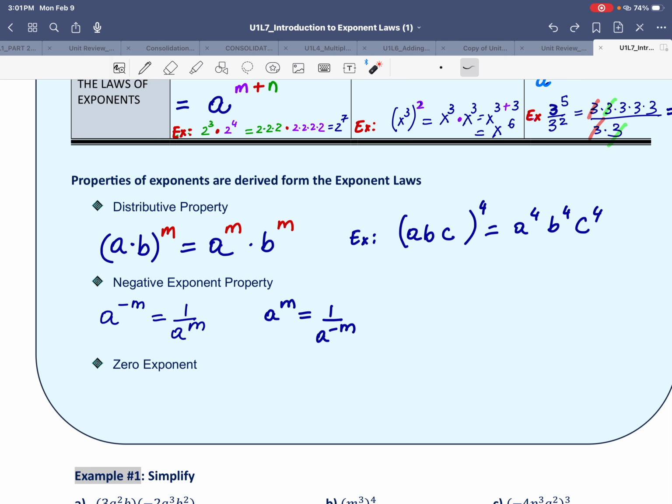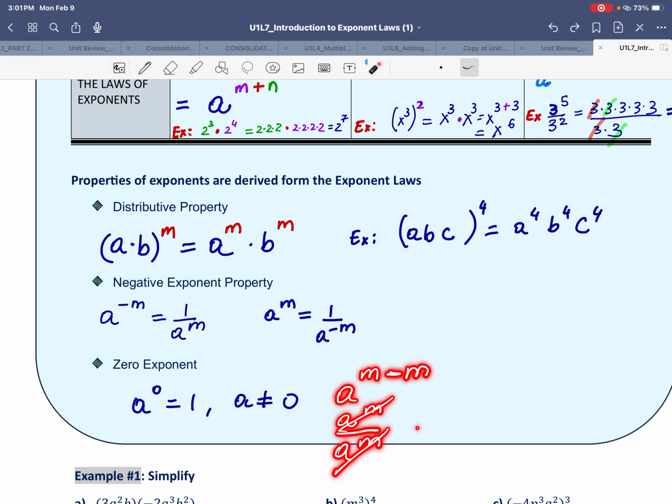Now the zero exponent. The zero exponent is when a to the power 0 is equal to 1. And I'm going to add a couple more rules in here. Remember that a has to be different than 0. The reason is that if we have a to the power of 0, you can look at it as a to the power of m minus m. When you have subtraction, that means there would be division of two exponential numbers. So you see how you end up with the same exponential number, which simplifies to 1.